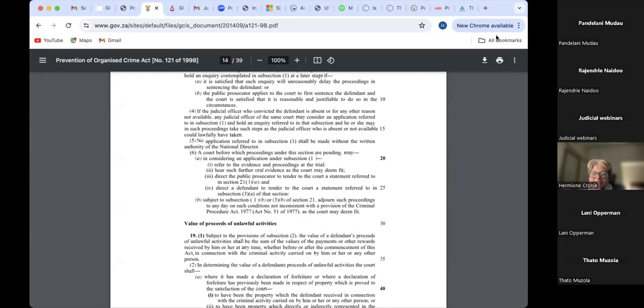I think I'm going to try Pandelani again, and then Rajendri Naidu. So Pandelani, can we try again? Perhaps if you can write the question in the notes, and then Vuyani, perhaps you can read it out. And then Rajendri, you can go in. Sorry? That can work. They can write the questions and I'll just read them out to you. Just a quick reminder, we have 8 minutes of this session left. Okay, so let's have Rajendri go, and then we'll have Pandelani Mudau write his question in the comment section.